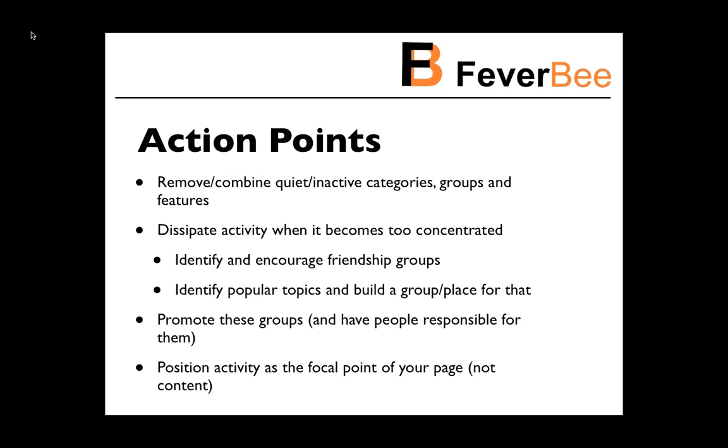So the first thing I recommend you do is to remove or combine the quiet and inactive areas of your site. If you have categories that aren't very popular, groups that aren't being used, or features that aren't being used, then remove them. Even if they're used a little bit but not much, remove them, because this means that you have a lower social density in your community, and you want your community to look popular. You want to concentrate activity within a relatively few areas and only add more features and more categories when there's a demand for it.